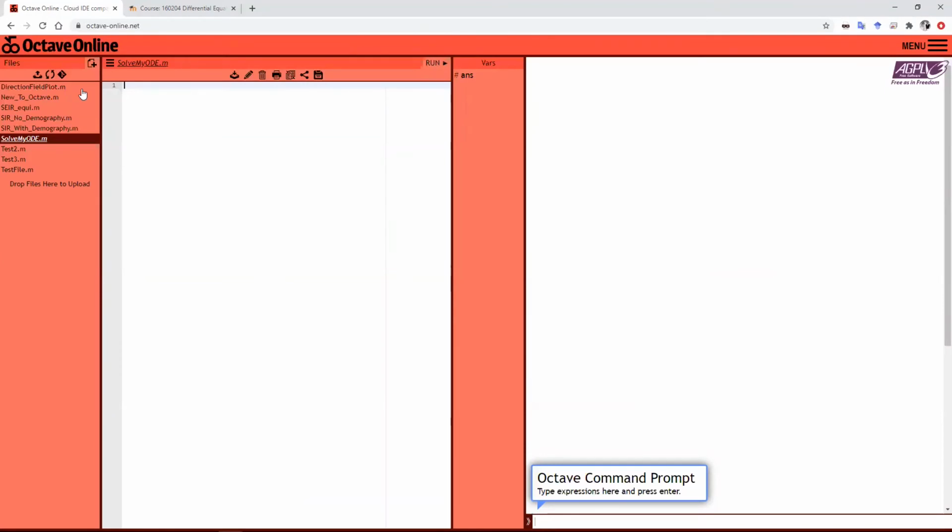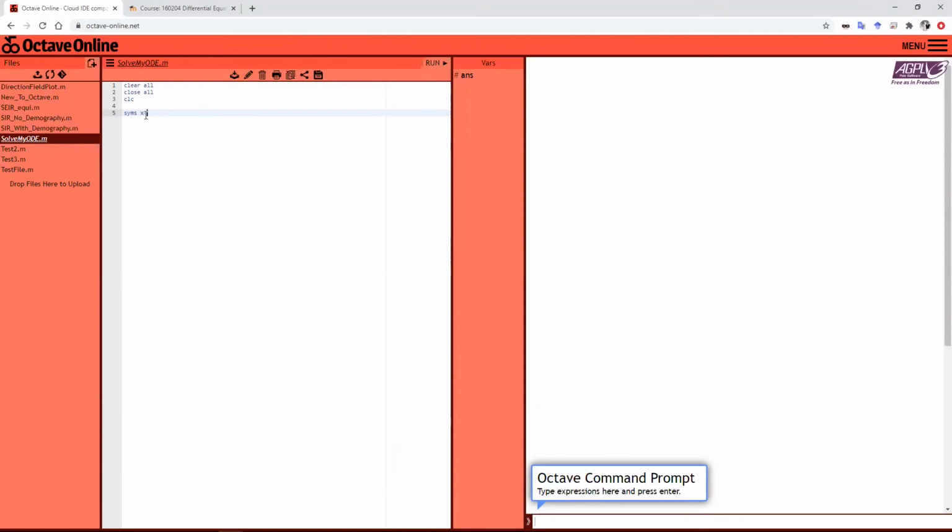Okay, so the first thing I'm going to do is just clear everything. So clear all, close all, and clc, which is clear the command window, just to make sure that there's nothing displayed on my command window. This keeps it clean.